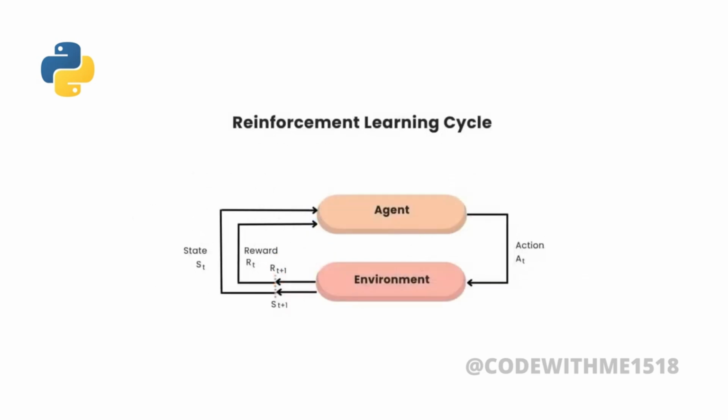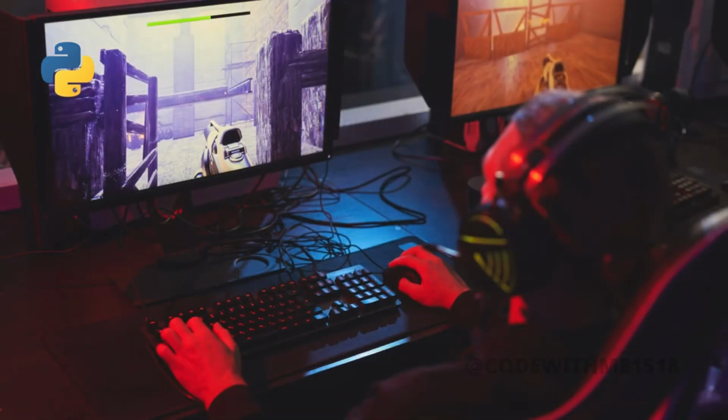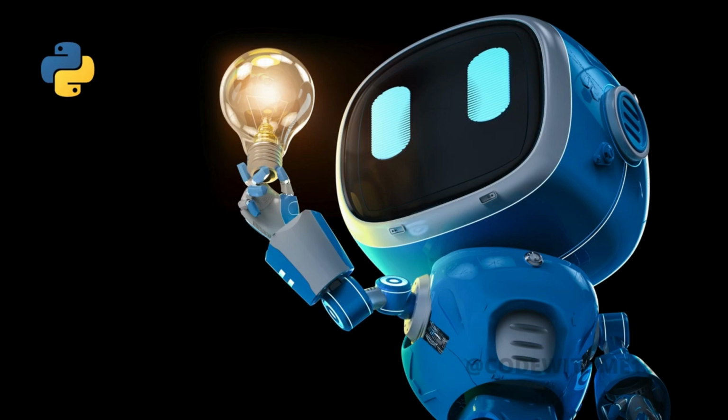3. Reinforcement learning: the model learns by interacting with an environment and receiving feedback through rewards or penalties. This type is often used in gaming and robotics.